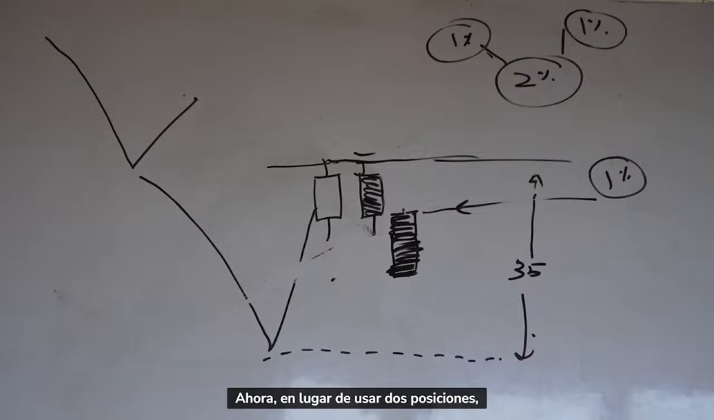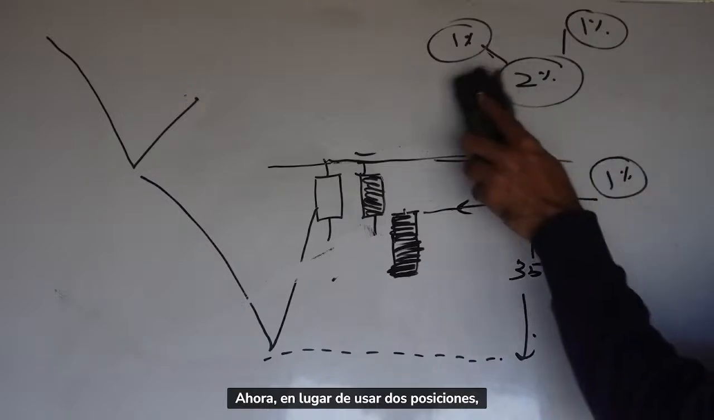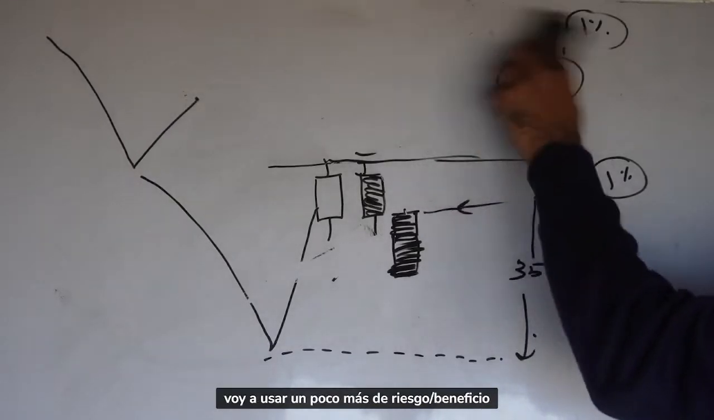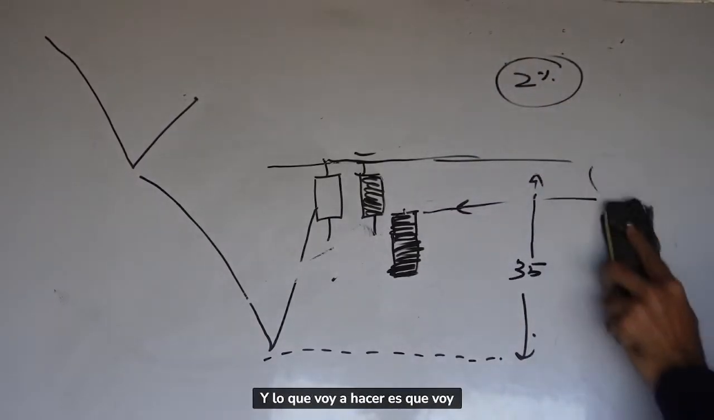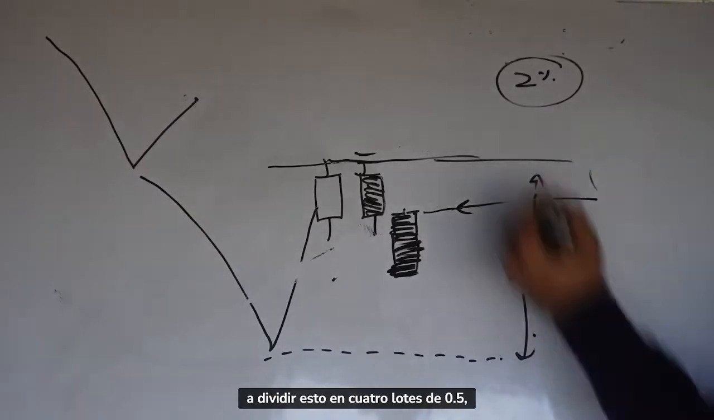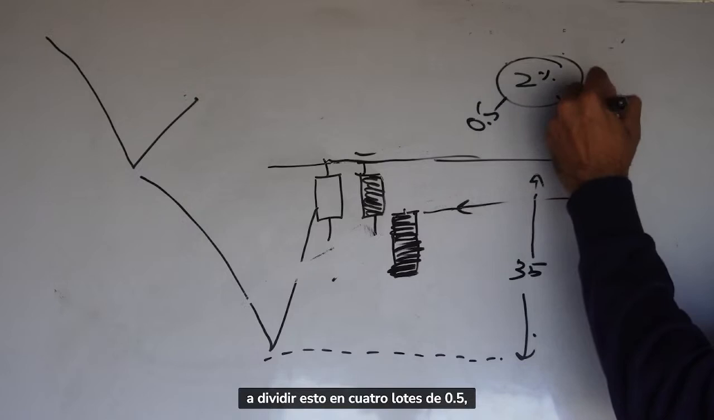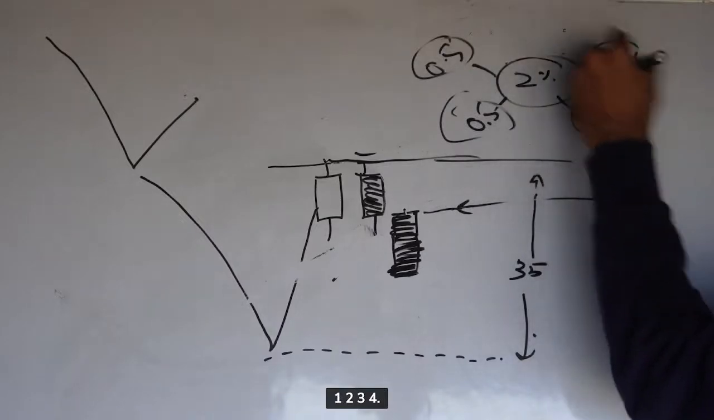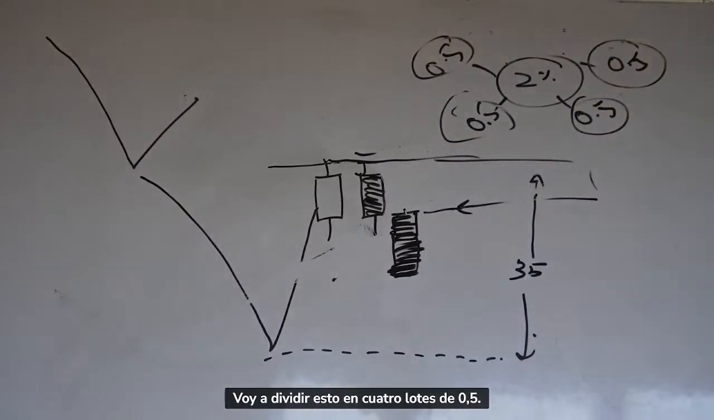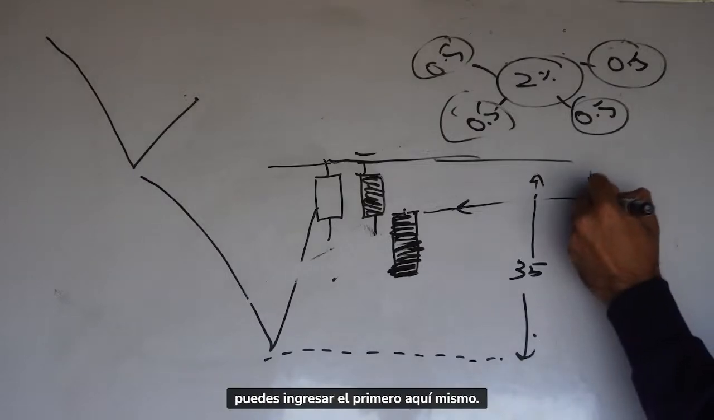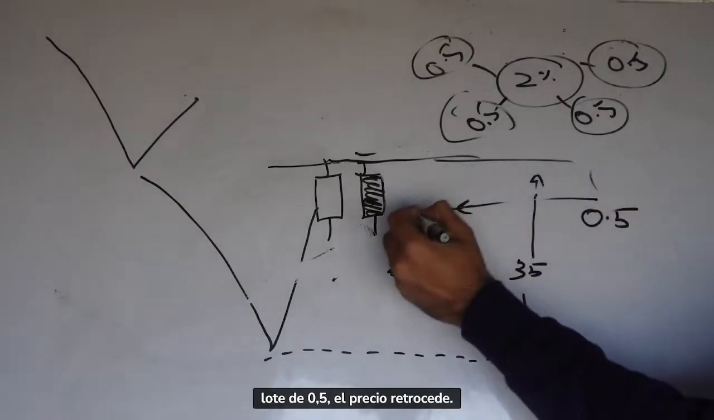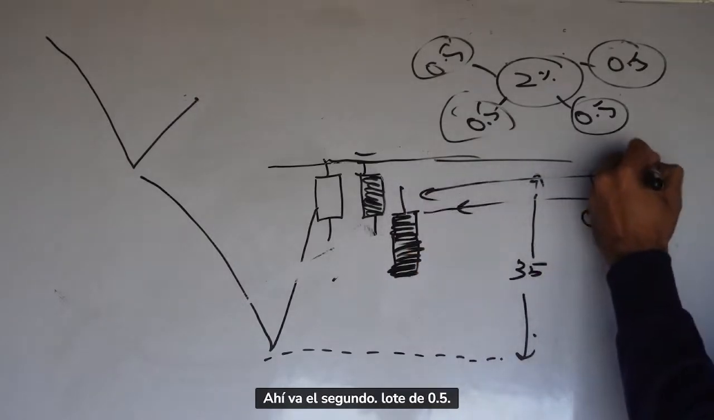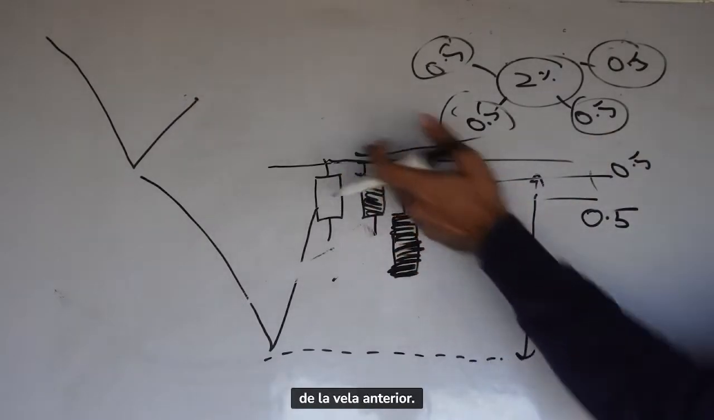Now, for example, instead of using two positions, you're going to say, okay, I'm going to be a little bit more risk averse. And what I'm going to do is I'm going to break this down into 4 0.5 lots, right? 1, 2, 3, 4. I'm going to break this down into 4 0.5 lots, right? So you can basically do the same thing. You can enter the first one right here, 0.5 lot, price retraces. There goes the second one, 0.5 lot. Your stops are right up over here above the previous candle.